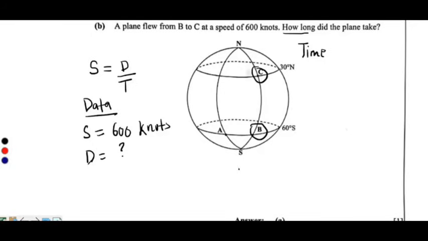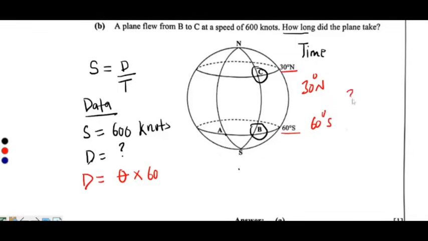Points B and C are lying on this longitude, and the latitude for point C is 30 degrees north, while the latitude for point B is 30 degrees south. To find the distance along the line of longitude, distance is equal to theta times 60, where theta is the difference in latitudes. The latitude for C is 30 degrees north, while for B it is 30 degrees south. If the latitudes are lying on different hemispheres, we are supposed to add. This one is on north, this one is on south.